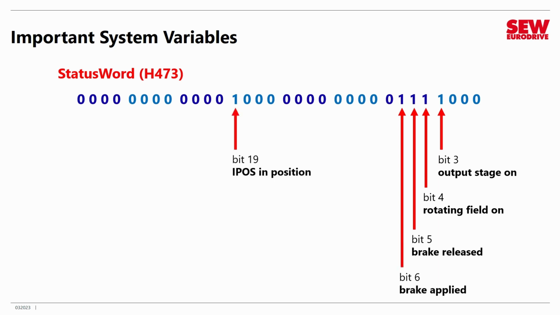And here's a very important one, bit 19. It tells you that you have reached your destination. IPOS, in position. If this bit is 1, it means you have successfully arrived. If it's 0, it means you're not there. Maybe you're in transit, maybe you're just not there and nothing's happening, but 1 tells you, yes, indeed, you have arrived where you want to go.